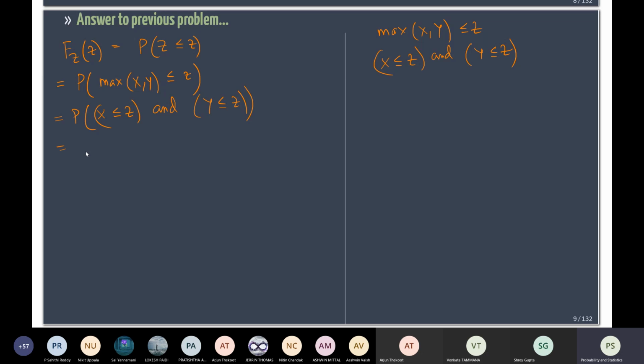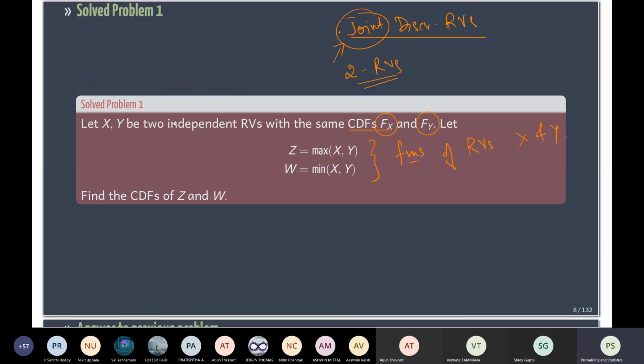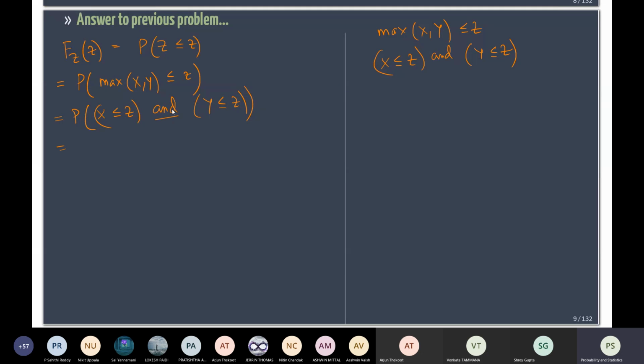What is the next thing I'm going to use? Because I still see an "and" here. What will help me to break it further? I see the CDF, and I also see independence. Because of the independence, the "and" will break. The "and" is like a comma. So this is the probability that X is less than or equal to z times the probability that Y is less than or equal to z.